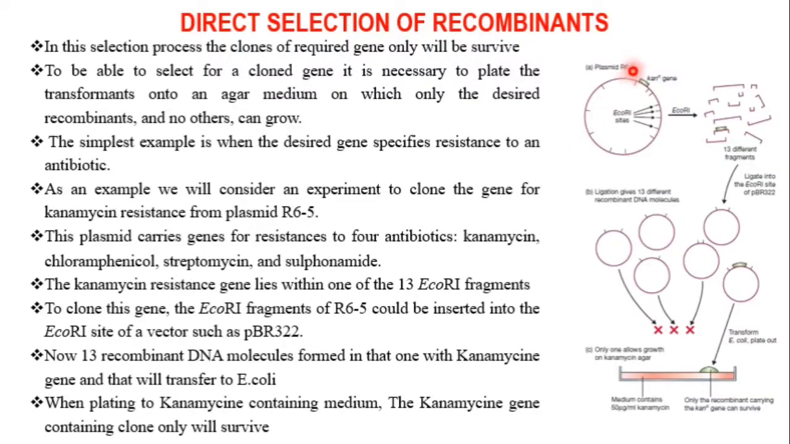Here you can see one plasmid, the R65 plasmid, and it contains a kanamycin resistant gene. This plasmid also contains some other antibiotic resistance genes like chloramphenicol, streptomycin, and sulfonamide.